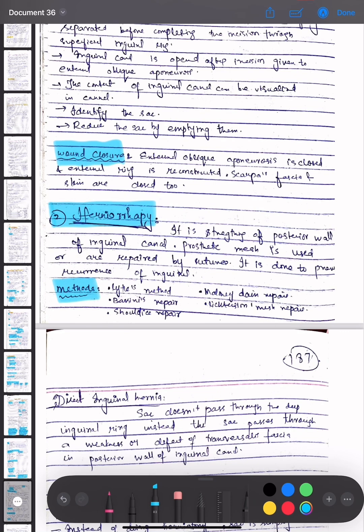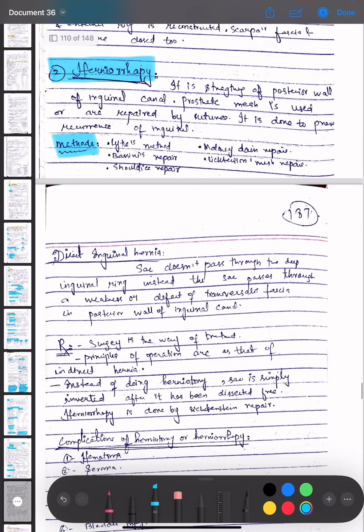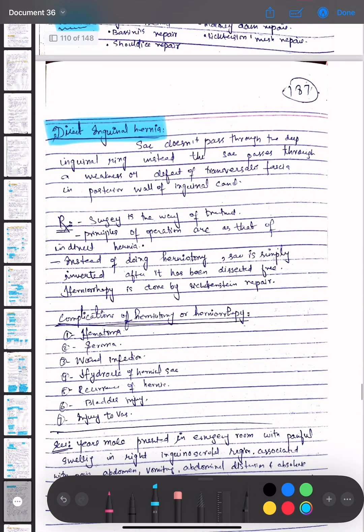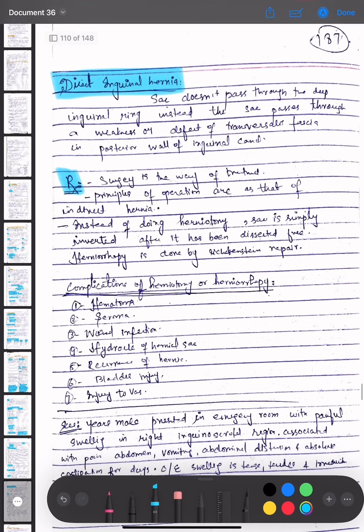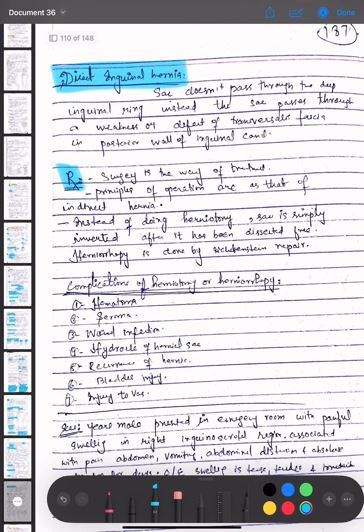Now coming towards the direct inguinal hernia. The sac does not pass through the deep inguinal ring. Instead, the sac passes through a weakness or defect of the transversalis fascia in the posterior wall of the inguinal canal. The treatment for direct inguinal hernia is surgery. Principles of operation are the same as that of indirect hernia. Instead of doing herniotomy, the sac is simply inverted after it has been dissected free. Herniorrhaphy is done by Rickenstein repair.